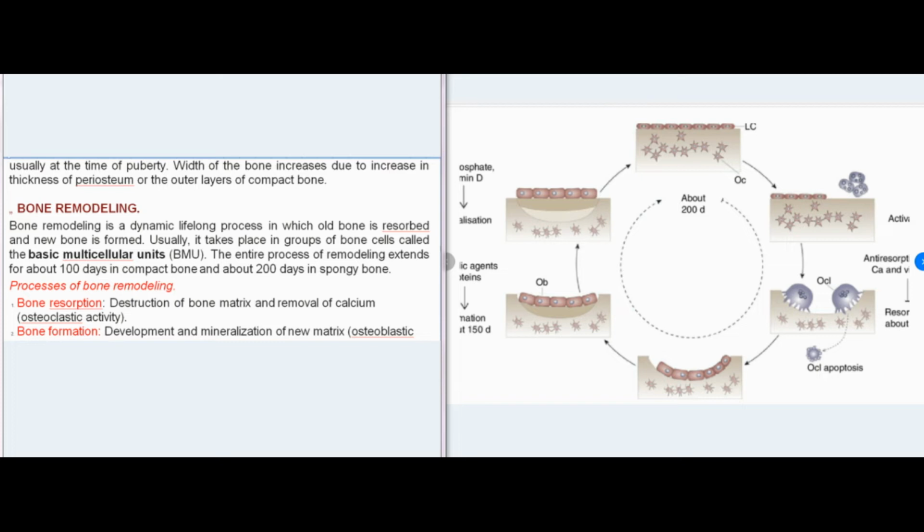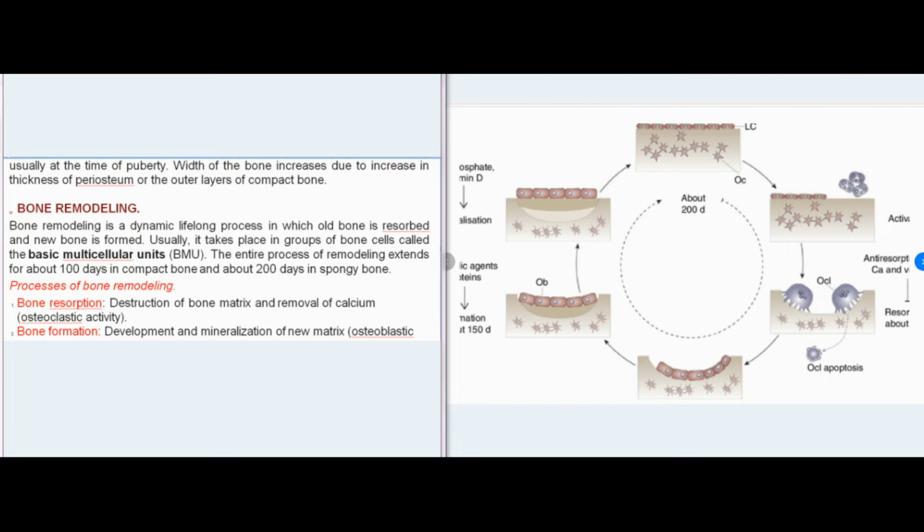Bone remodeling. Bone remodeling is a dynamic lifelong process in which old bone is resorbed and new bone is formed. Usually, it takes place in groups of bone cells called the basic multicellular units, BMU. The entire process of remodeling extends for about 100 days in compact bone and about 200 days in spongy bone.